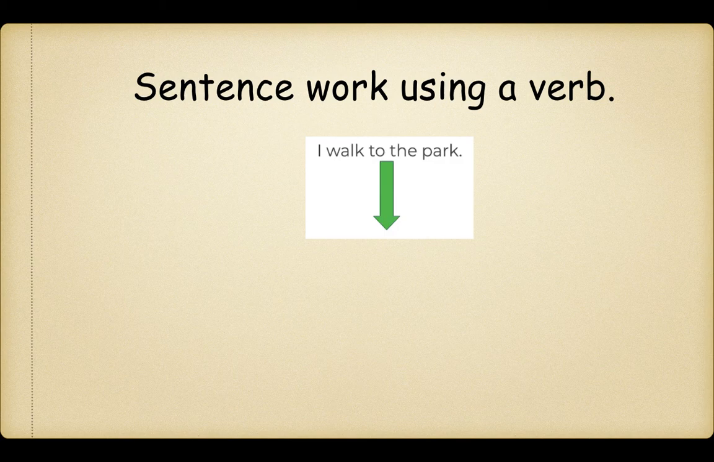So let's have a look. What does this look like in a sentence? If it's in the present tense, I would write, I walk to the park. And if I change it to the past tense, I'll add ed to walk, because walk is the verb, and I can then create the sentence, I walked to the park, which means it's happened in the past. Maybe you walked to the park this morning. Maybe you walked to the park before breakfast. But it happened in the past.